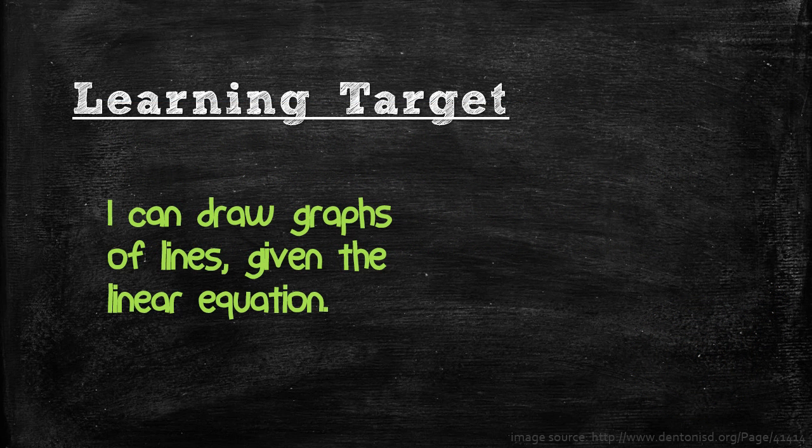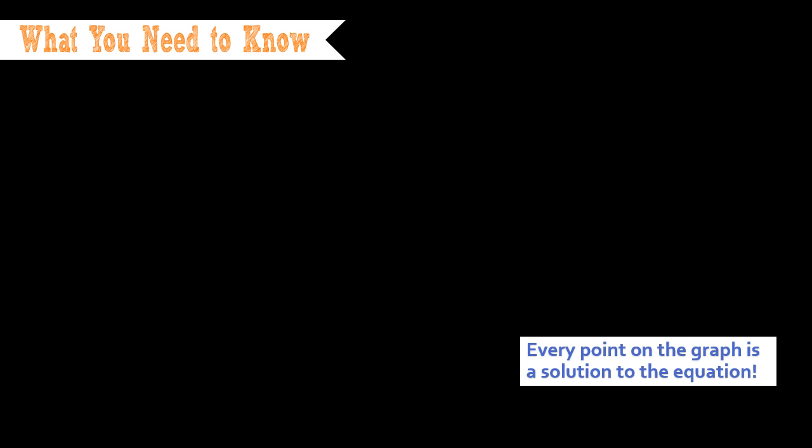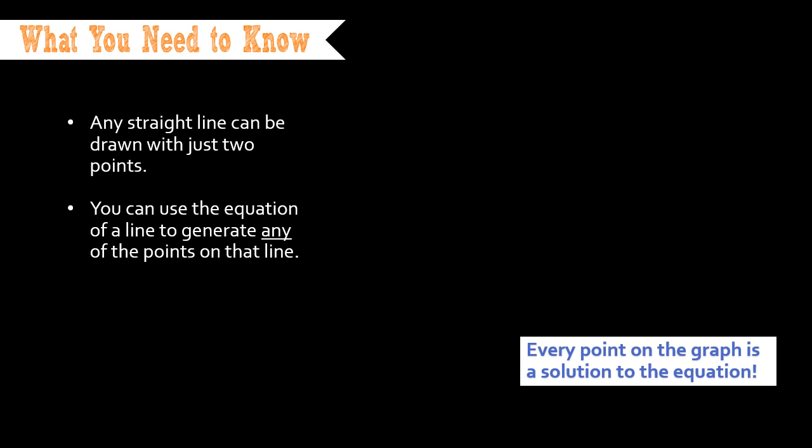All right, so our first learning target: I can draw graphs of lines given the linear equation. So what do we need to know? Any straight line can be drawn with just 2 points. You can use the equation of a line to generate any of the points on that line. If you'll remember, we have an x value and a y value for each coordinate, and that x value is the input, and my y is the output. So we pick an x value, the input value, and that's going to give us our output value.